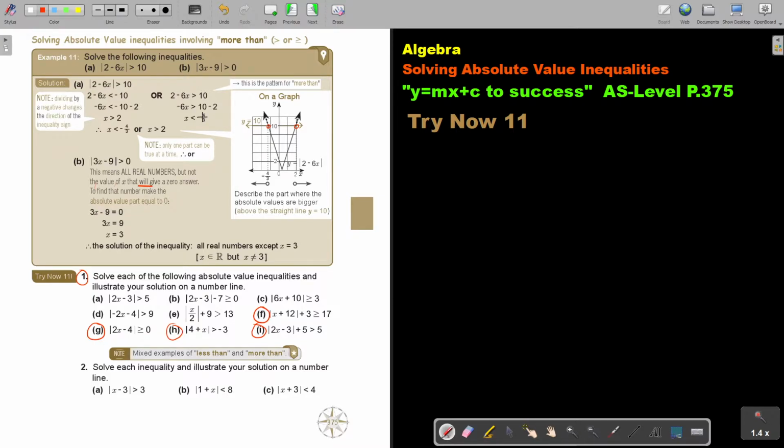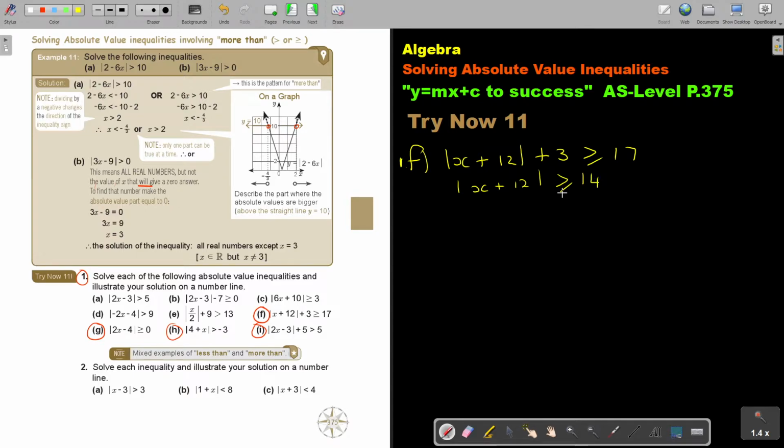But for now, I'm going to do F. So it's going to say x plus 12 plus 3, and remember your rules for equations also. You have to isolate, so take that one over. Now, if you take it over, it's going to be x plus 12, and then it's going to be 17 and it's going to be 14. Remember, this runs with the equal sign the whole way.